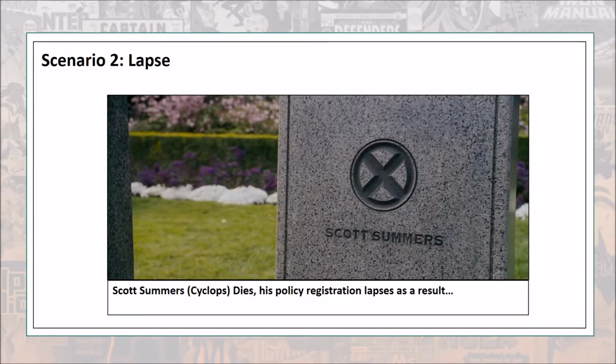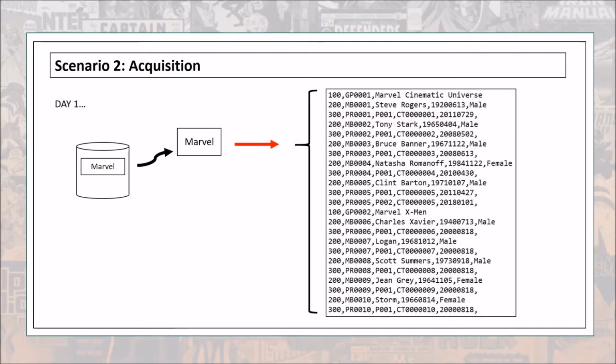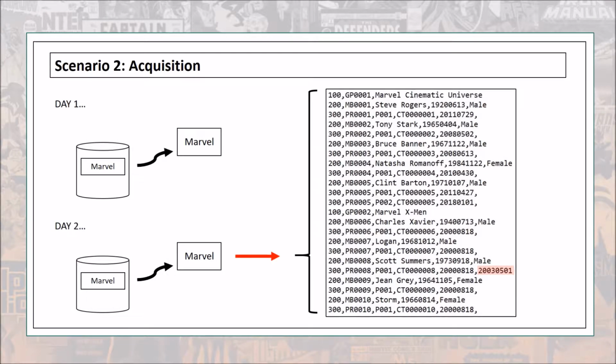Okay, so scenario 2, Scott Summers dies. A spoiler alert for X-Men 2. So his policy registration lapses as a result. On day one, the Marvel data that we're getting would show that everything is okay, and then on day two, there's an update to his policy registration, and it has an end date. I don't know if you can see that very well, but it's highlighted in red with the date 2003-05-01.